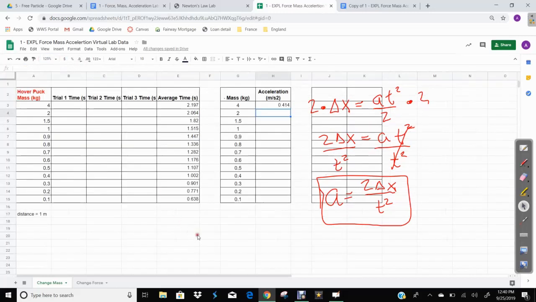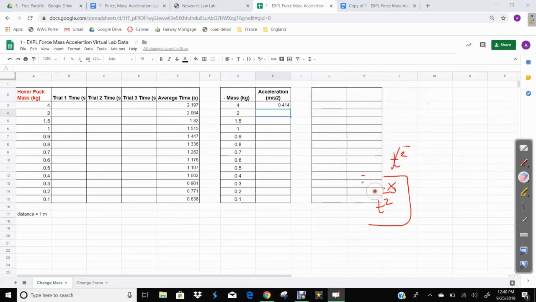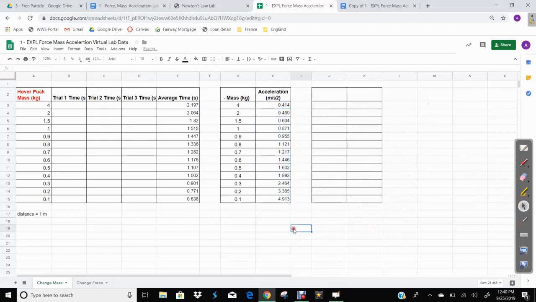I'm going to zoom in here a little bit for you guys. I'm going to go ahead and get rid of this equation stuff here since we've already gone over that. Once you have your acceleration for the first object, since you put that equation in there, all you have to do is drag it down, and it's going to fill in all those accelerations for you. Okay. The next step is to make your graph.